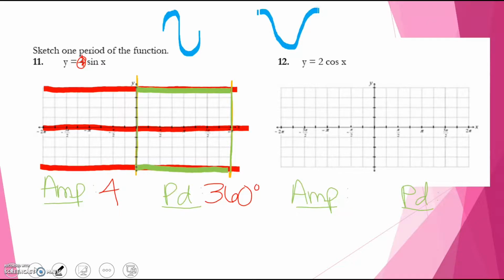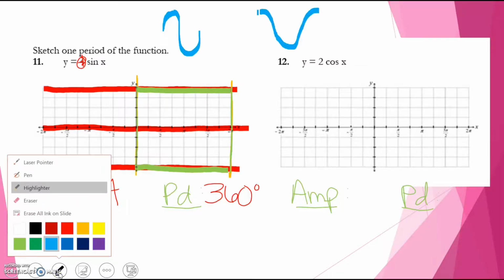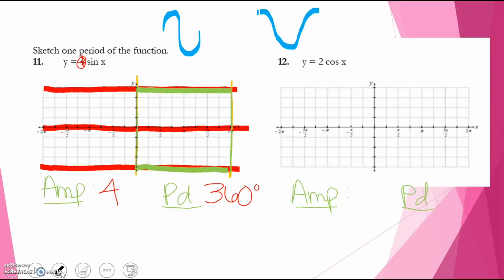So since this is a sine graph, that means it's going to start at the middle, at the equilibrium. It's going to go and has to reach the very top of your amplitude. Then it goes down, and it's got to reach the very bottom of your amplitude, and it ends at the middle. So that is your first one.